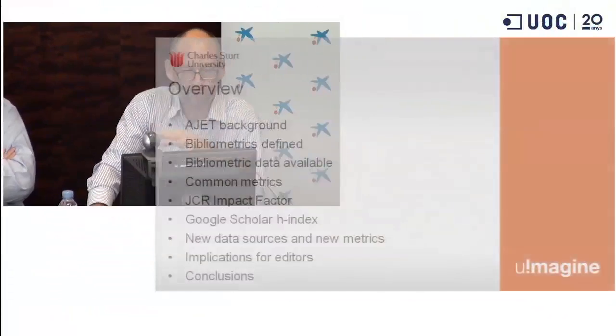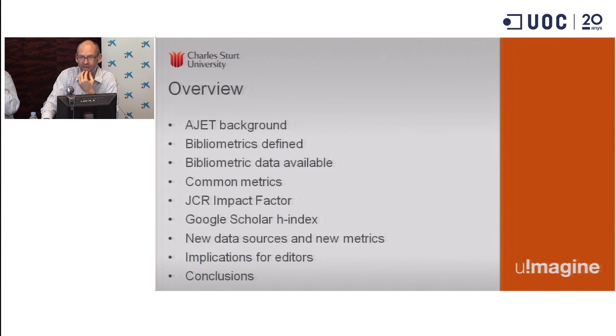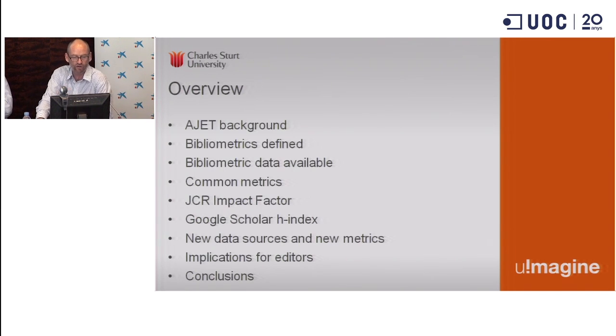Okay, so as Josep said, I'm going to talk a little bit about metrics, some of the current ones and some of the ones that are emerging. I'll give some definitions. I'll talk about some of the data sources that the existing metrics use, and I'll drill into a couple of those in a little bit more detail. I'll also talk about some of the new sources of data that we now have access to and some of the new metrics that have been devised that use these sources of data. And then I'll talk just a little bit about some of the implications for editors of all of this stuff.